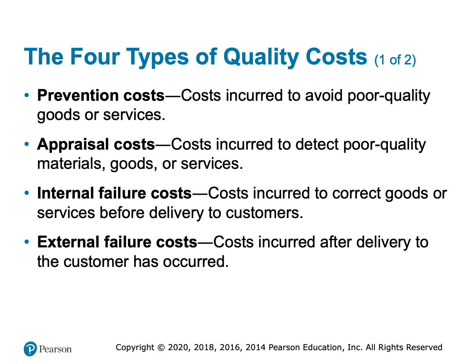So the first one is prevention. This is the money that we spend to avoid having a mistake, to avoid having a failure, if you will, to avoid having a poor quality product. So this could be things like training our employees how to properly do their job to make sure they don't skip over steps. It could be things like making sure that our equipment is properly repaired and maintained so that it's less likely to break down. It could be things like testing inputs as they come in.